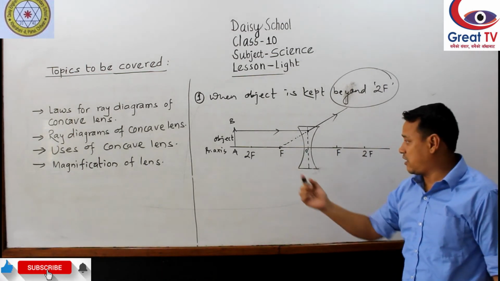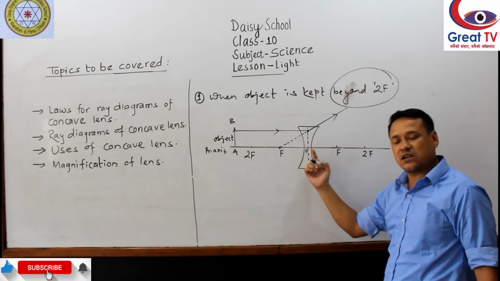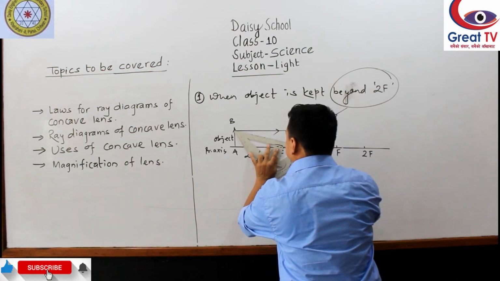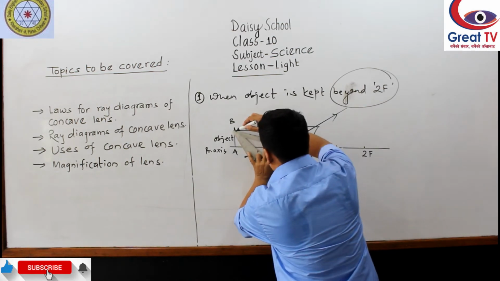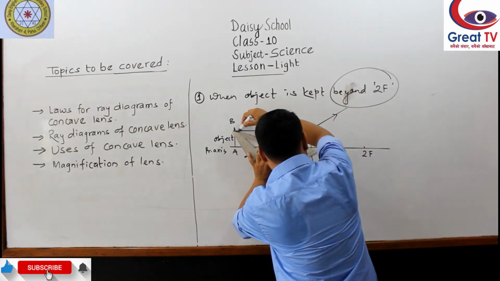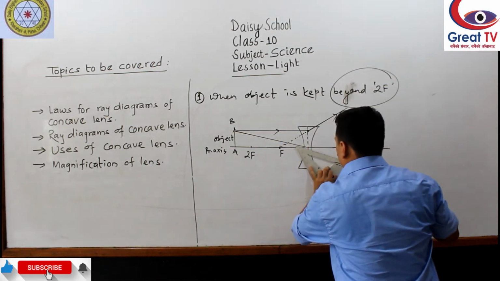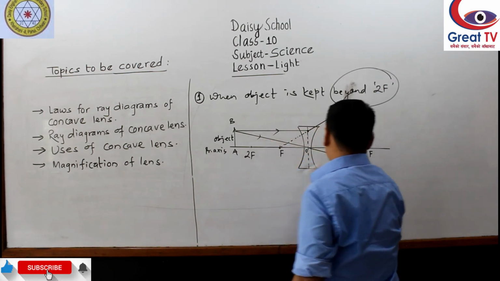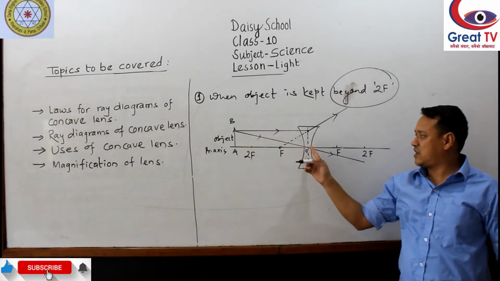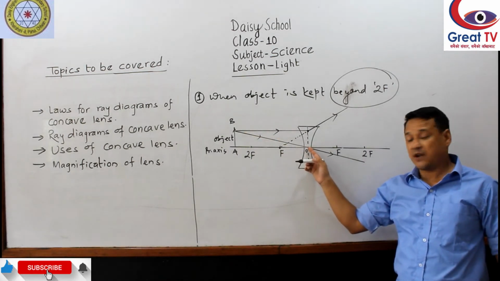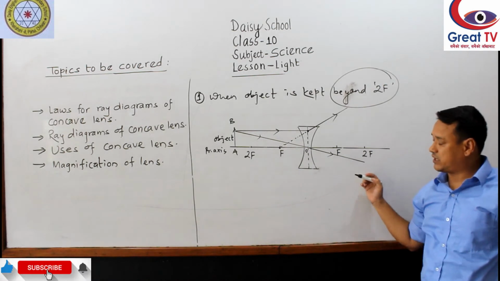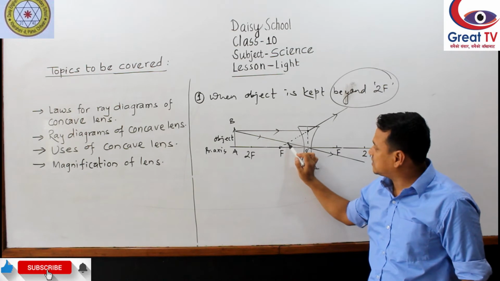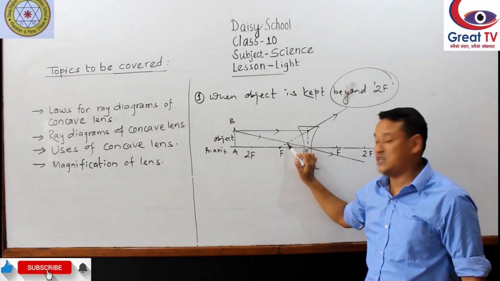Now, second rule: a ray of light which is incident on the optical center passes without bending. So from the head of the object to the optical center, it passes without bending. So this is the ray of light. Straightly. Two light rays intersect at this point. This is the position where the image is formed.